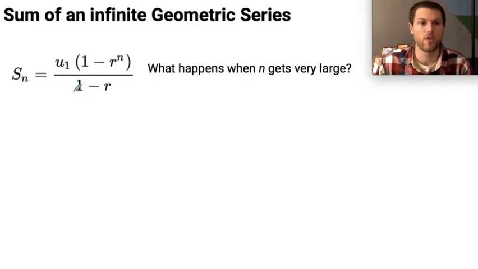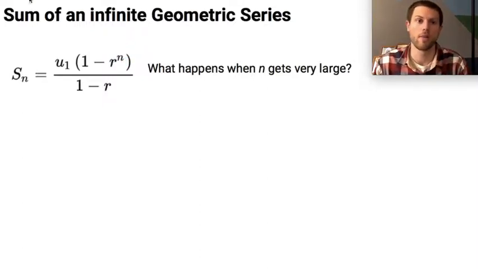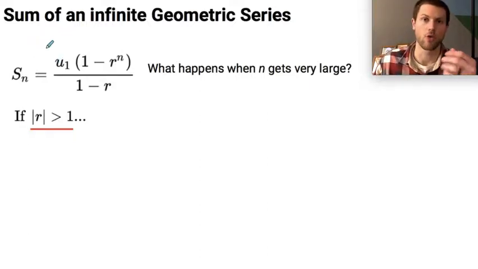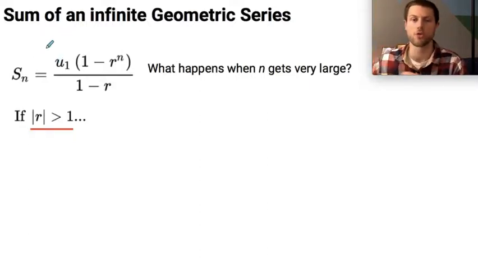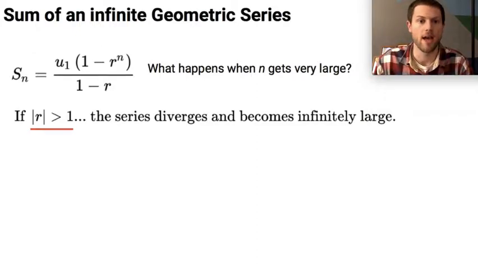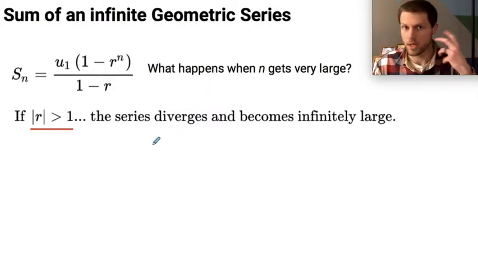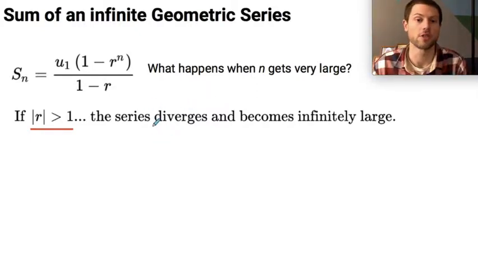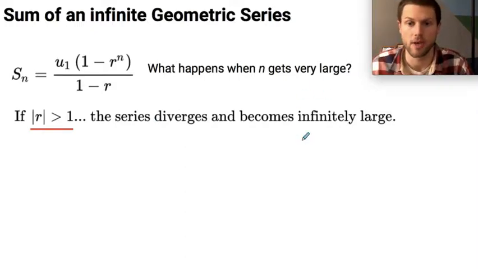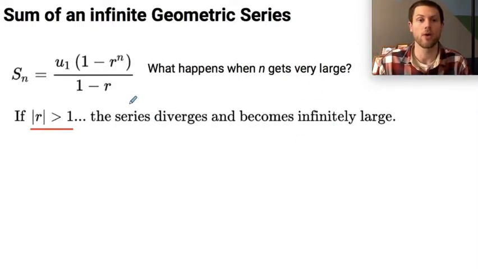Well, that's not really going to affect most of the things in this. U sub 1 doesn't change, 1 doesn't change, r doesn't change. But what's going to happen is this r to the n power is going to be greatly affected by whatever that exponent is. So if the absolute value of r is greater than 1, meaning I'm dealing with numbers like 2, 3, 4, 5, or negative 2, negative 3, negative 4, negative 5, what's going to happen is the series diverges. That's kind of a key term. It's a divergent series, or it diverges. It becomes infinitely large.